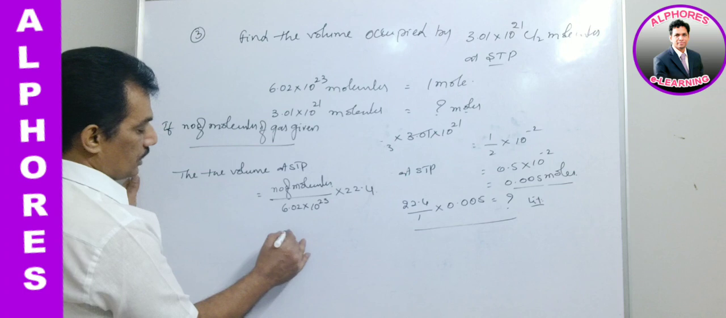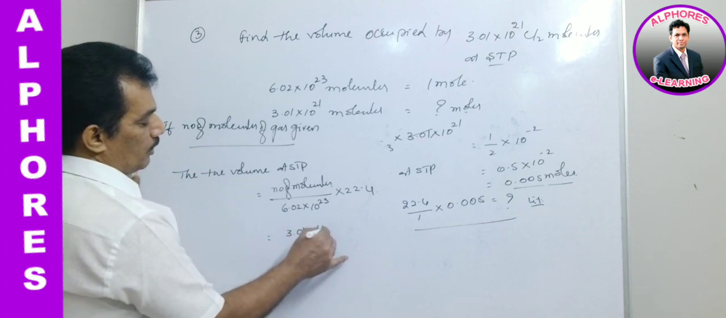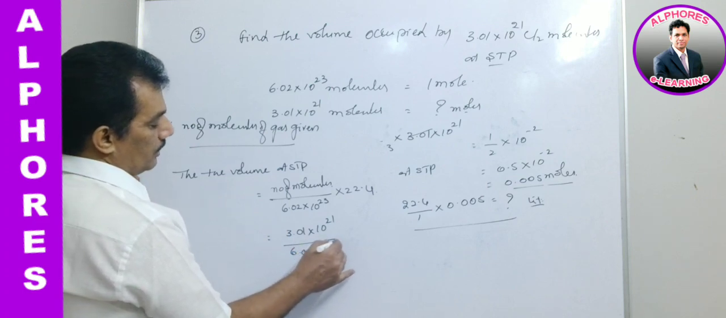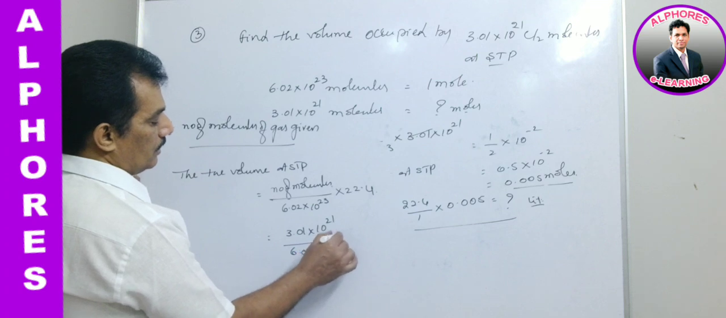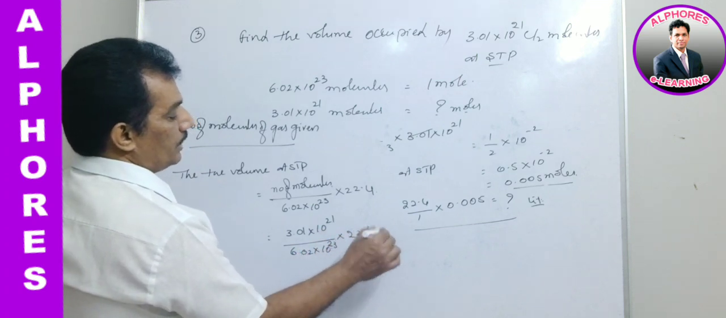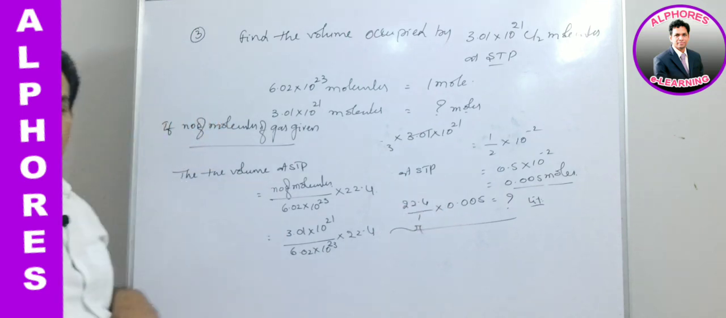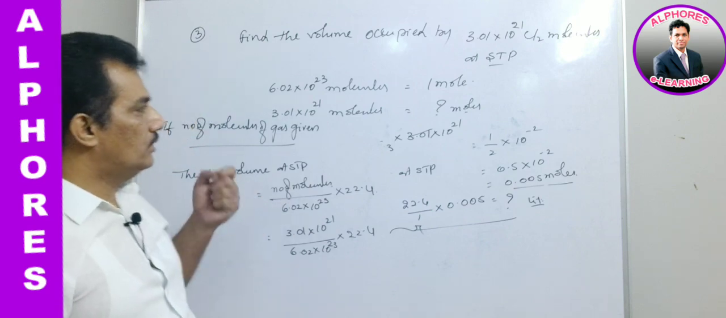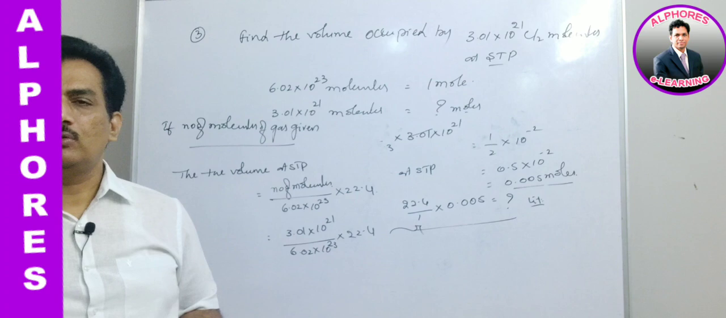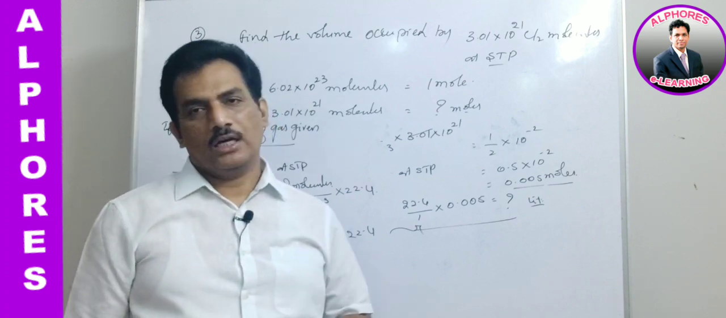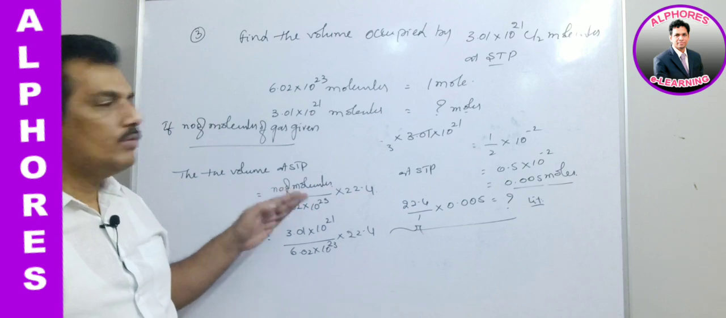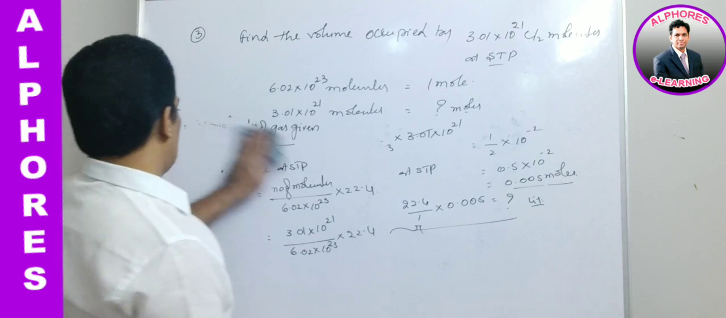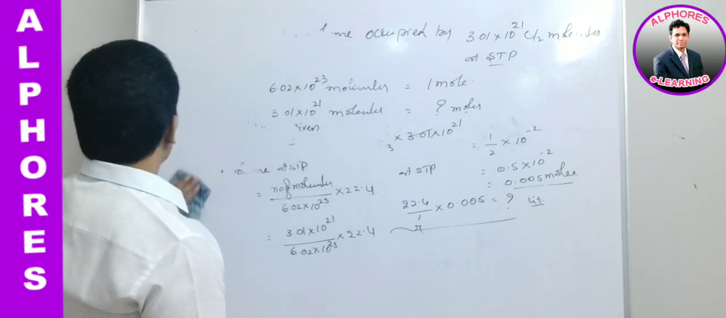And now let us substitute that value here. It is number of molecules given 3.01 into 10 to the power of 21 by 6.02 into 10 to the power of 23 into 22.4. Again we are getting the same concept. This value is nothing but 0.005. Clear? Like that, if they are giving the moles, we can convert into volume. If they are giving the weights, we can convert into volume. If they are giving molecules, we can convert into volume. Clear?